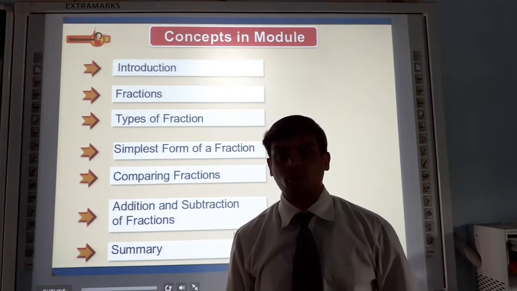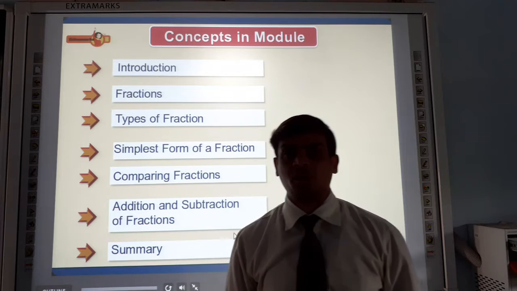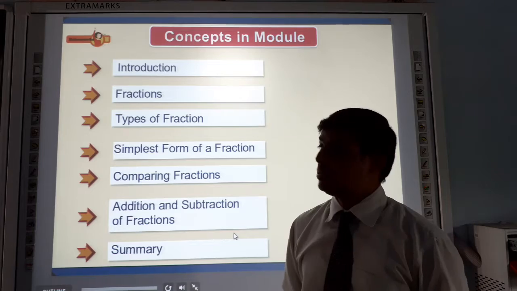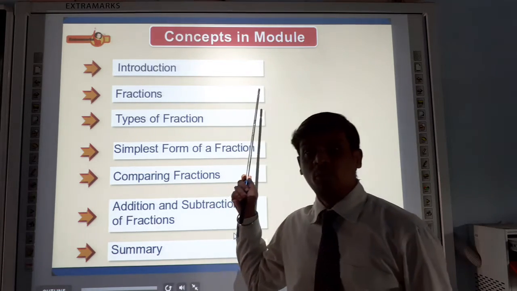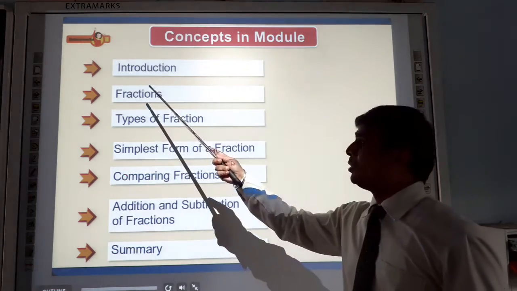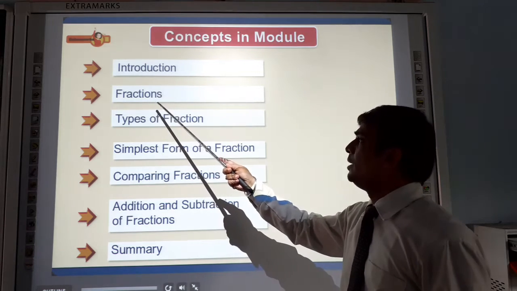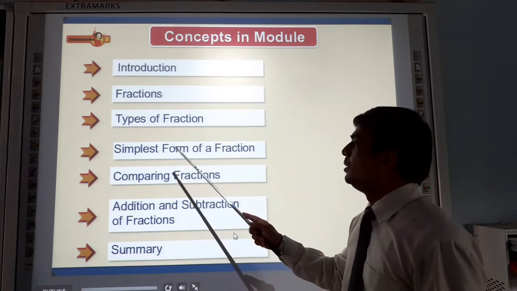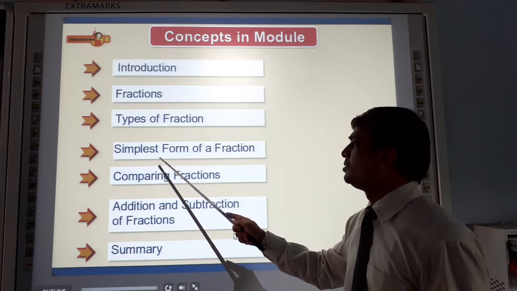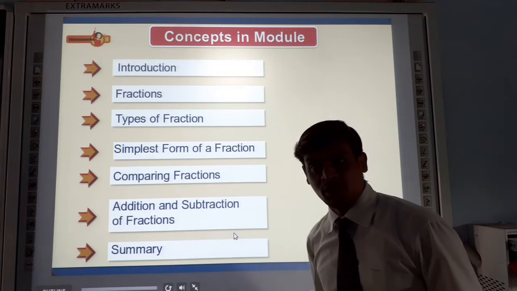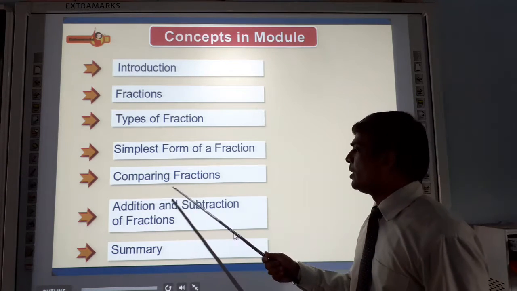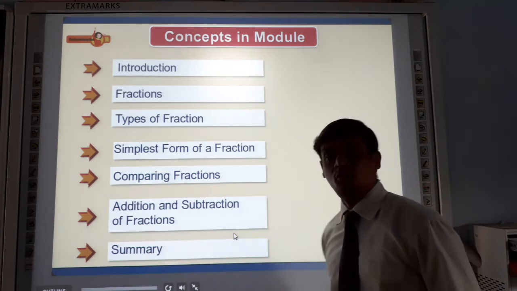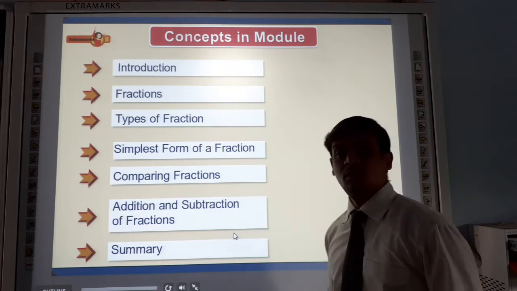Hello, good morning students. Now we will start chapter 5, fractions. Look at the concepts in the modules. First topic is introduction, second is fractions, third is types of fractions, and next is simplest form of a fraction, and next comparing fractions, next addition and subtraction of fractions, and last summary.